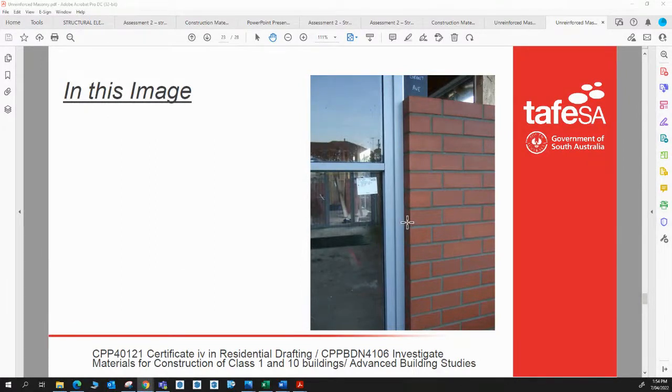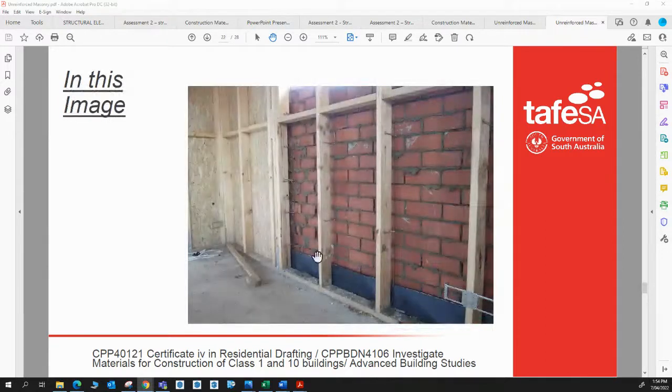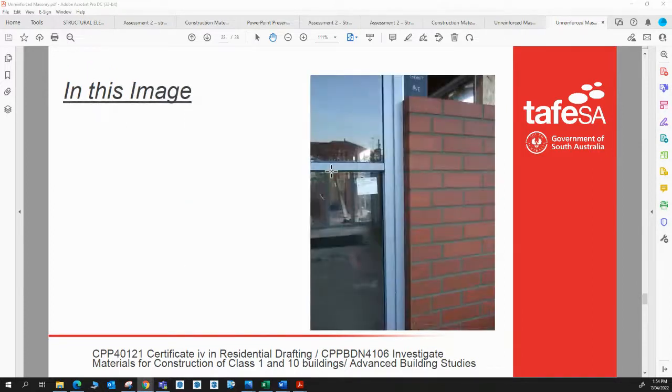Eric's asking, is that a minimum of 40mm? So yes, our cavity within here has to be between 20mm and 60mm, but 40mm is the standard. Because 20mm means it's a little bit more vulnerable to those mortar dags touching the timber framing, etc.